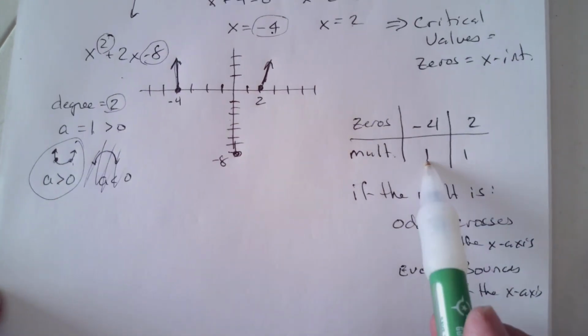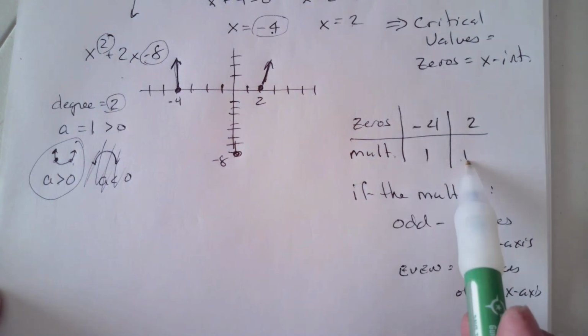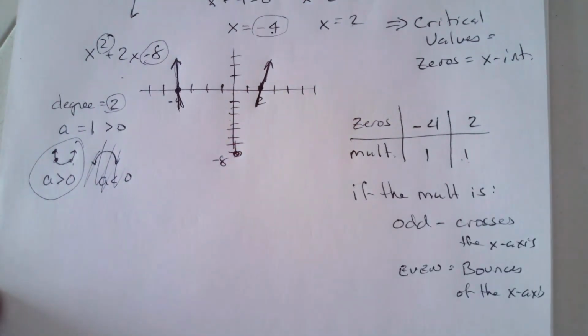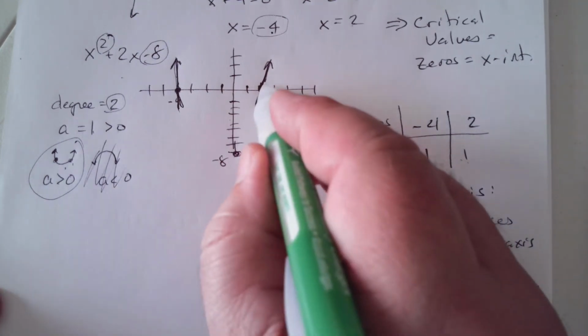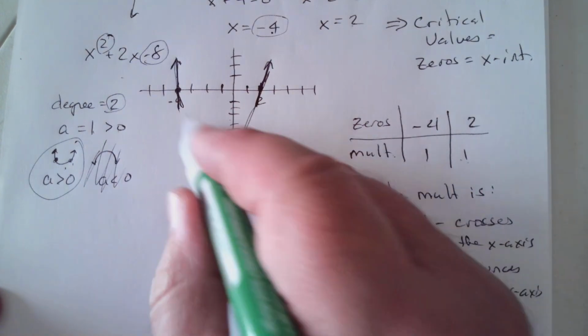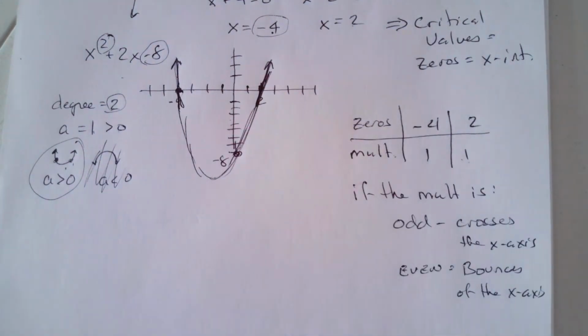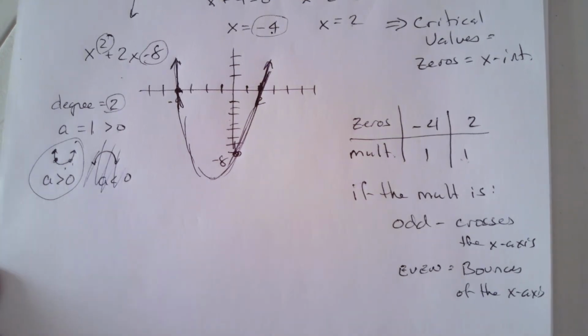So since both of our multiplicities are 1, we know our graph crosses the x-axis at those points. And it has that shape. And it has to cross through -8. So it's going to have that shape. So we have the graph.